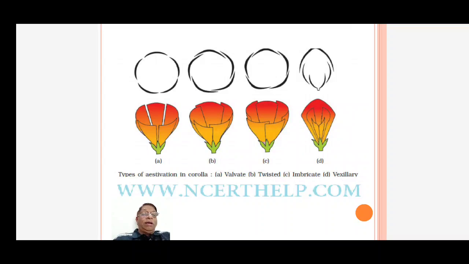Next, see diagram D. It is vexillary. See, one of the petals is biggest. It is called the standard petal. Inside this, we come across two small petals, wing petals. Inside this, we come across two keel petals. Standard, wing, and keel petal.